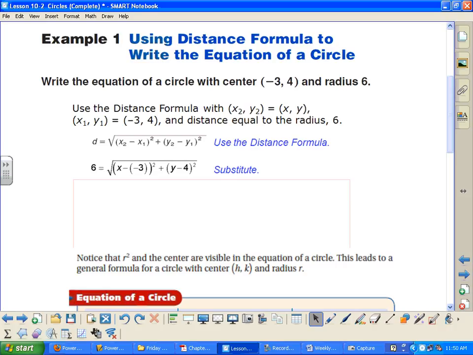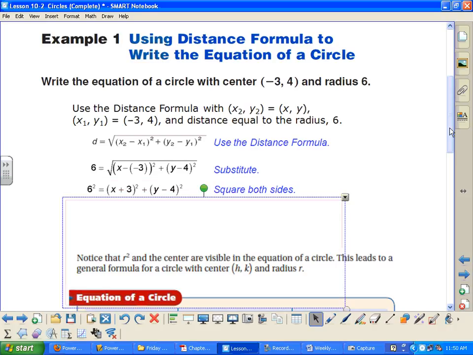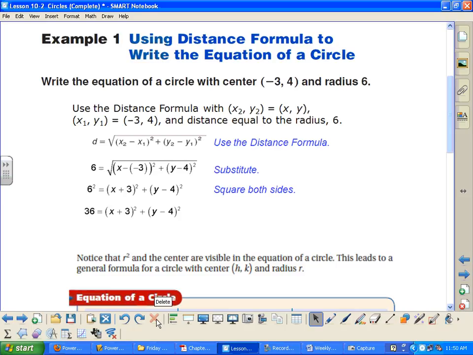And then if we have an equation like that, what should we do to simplify that equation? What would be the next thing? Square it, because we don't like the square root. We want to get rid of it. Now, like I said, you're not going to have to do this, so you don't need to write this down. If we squared it, we would get this right here. And so that would be the equation for a circle. X plus 3, that quantity squared, plus the quantity y minus 4 squared equals 36. And that's using the distance formula.